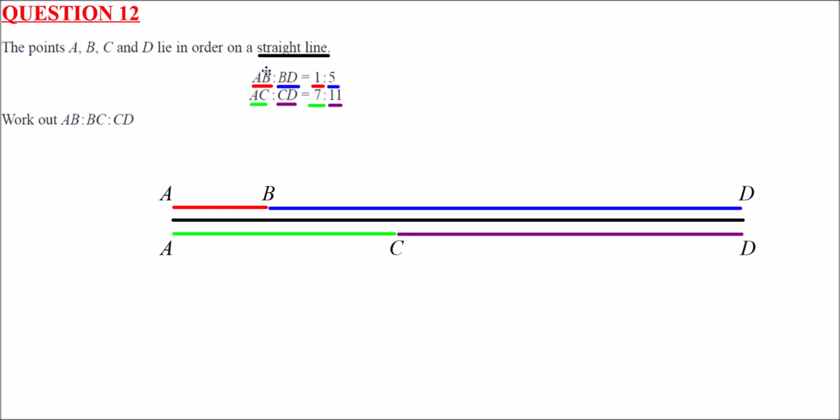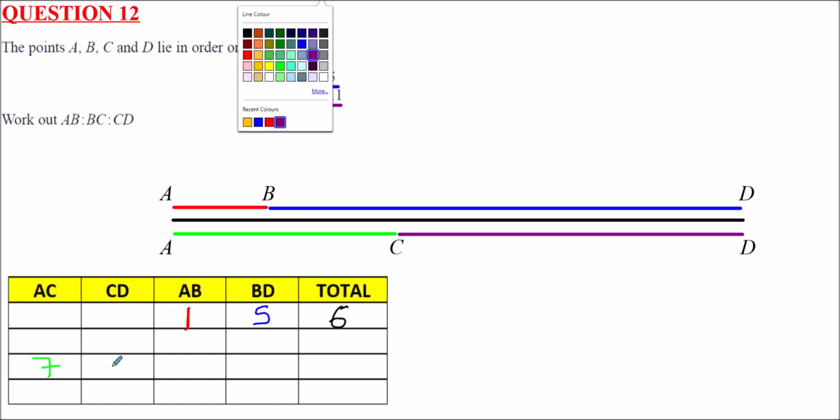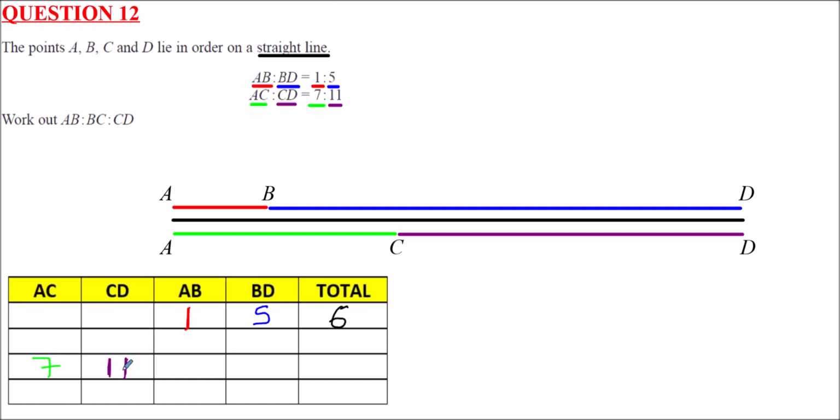So we can put this ratio into a table. Almost always I'd suggest for ratios to do a table of values. Something like this would be absolutely fine. So let's just fill in what we've done so far. So we know that from AB to BD was 1 to 5. That was a total of 6 parts. We also know that from AC to CD was 7 to 11. So that's 7 parts, and the 11 lots for CD. 7 plus 11, that gives a total of 18.